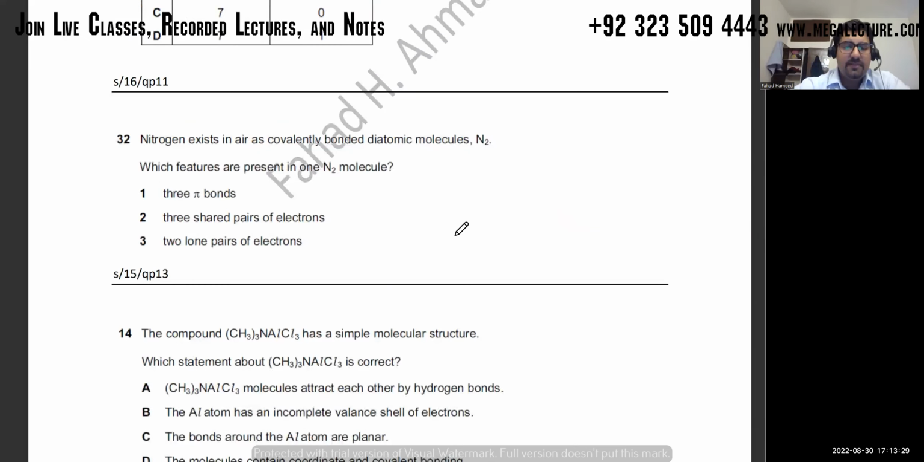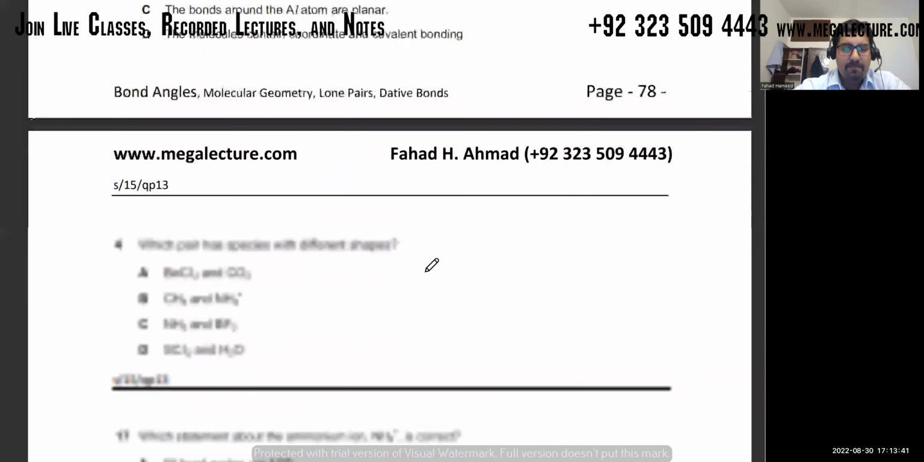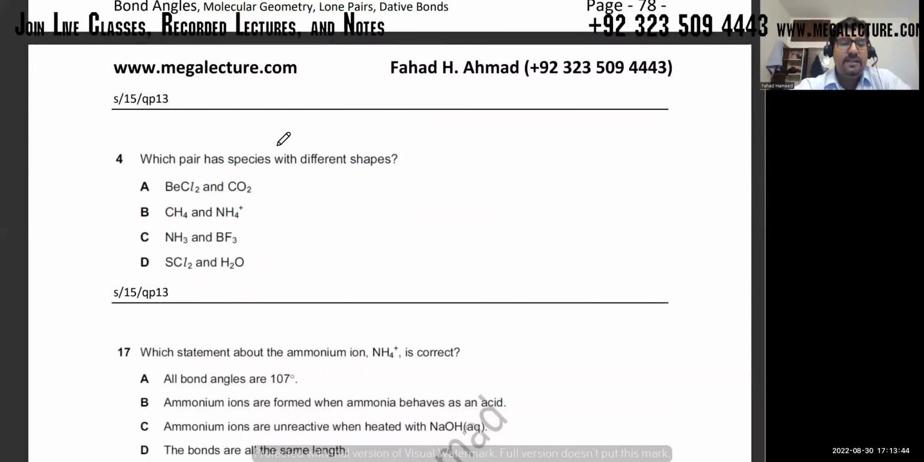Okay, next, this one, let's skip this. This could be skip just angles, right? Which pair has species with different shapes? So B, Cl2 and CO2 have exactly the same shape. It's just 2 pairs of bonds. Remember, B is group 2, so there's no lone pair. Carbon dioxide, same shape, it's linear, and the angle is 180 degrees, so it's exactly the same shape.